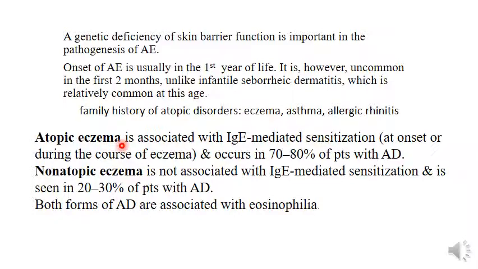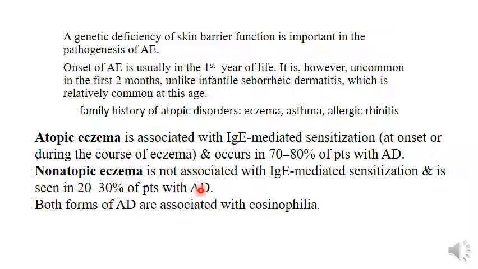So atopic eczema, or eczema in general, is divided into atopic or non-atopic depending on IgE mediated sensitization. IgE mediated, i.e. atopic eczema, is present at the onset or during the course of eczema and occurs in 70-80% of patients with atopic eczema. Non-atopic is not associated with IgE mediation and is seen in only 20-30% of patients.